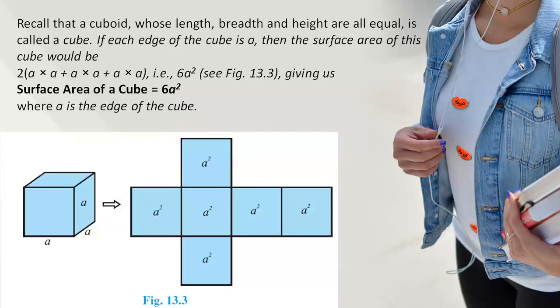Recall that if a cuboid's length, breadth and height are all equal, then we call it a cube. If each edge of the cube is A, then the surface area of this cube will be 2(A×A + A×A + A×A), that is 6A², which gives us the surface area of the cube, that is 6A², where A is the edge of the cube.